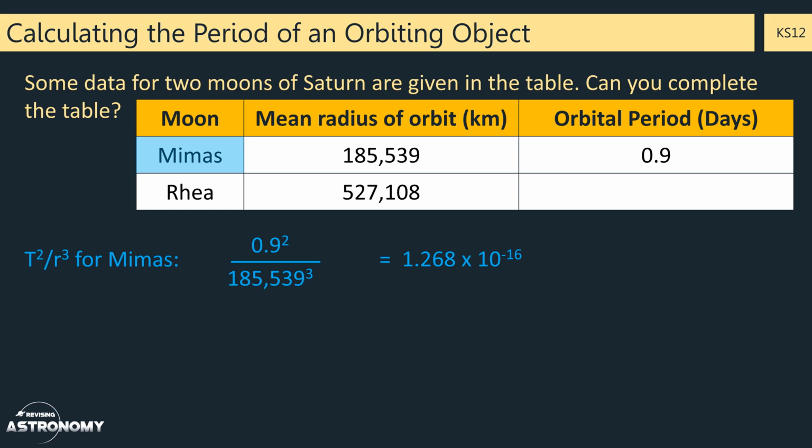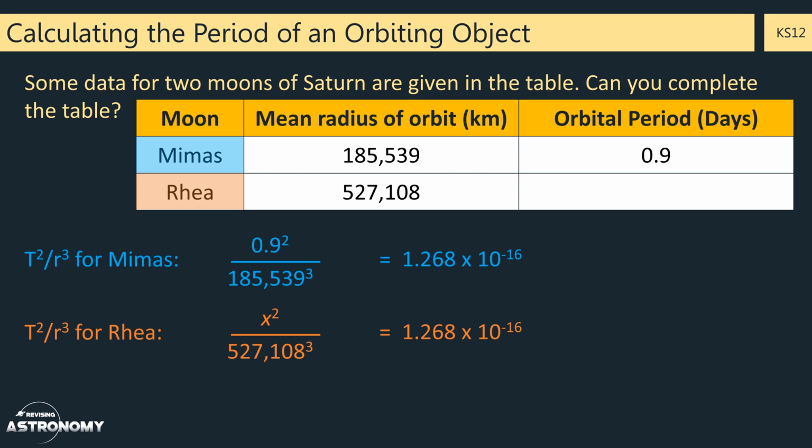We then need to work out Kepler's third law for the other moon, Rhea. Now we don't know the orbital period, so we're going to leave that as x squared for the moment. But we would divide that by the radius, which is 527,108 cubed. Now, because we know that both the moons are orbiting the same body, in this case Saturn, we know that the constants will be the same. So the constant for Rhea will be the same as the one we just worked out for Mimas, which is 1.268 times 10 to the minus 16.